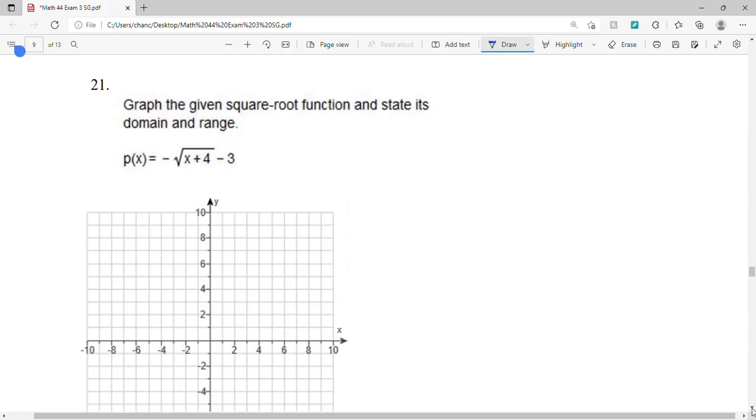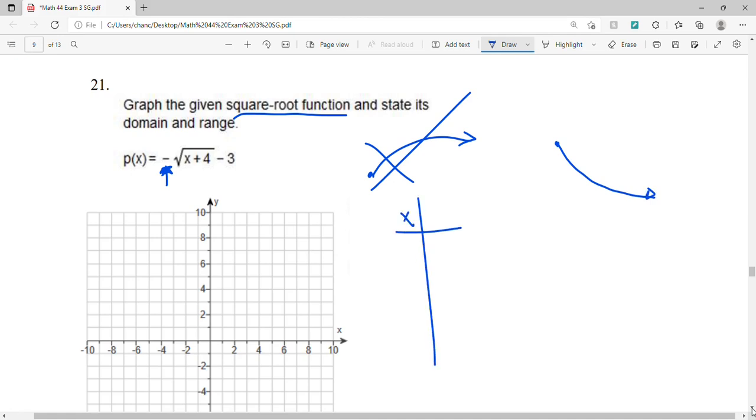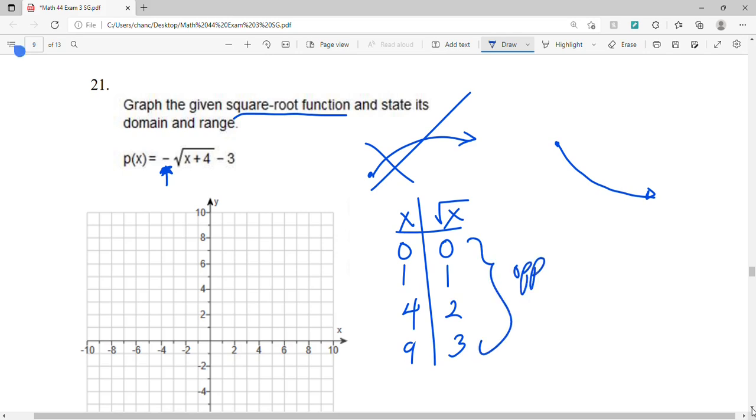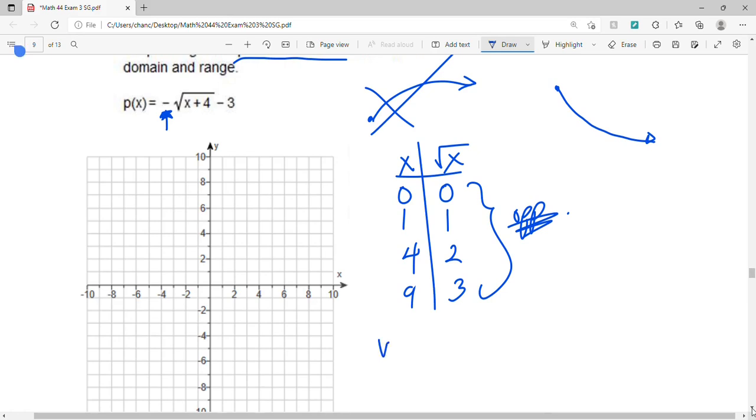Question 21, we have a square root function again, but there's a negative, and we all know that means instead of a regular square root like this, it's going to be flipped upside down, so something like this. Let's look at the parent graph for the square root function. We'll pick the points again, the same points as earlier. This is 0, 1, 2, 3. But remember, since this is upside down, we're going to have to go opposite of what we typically do for a square root function. What's our endpoint?